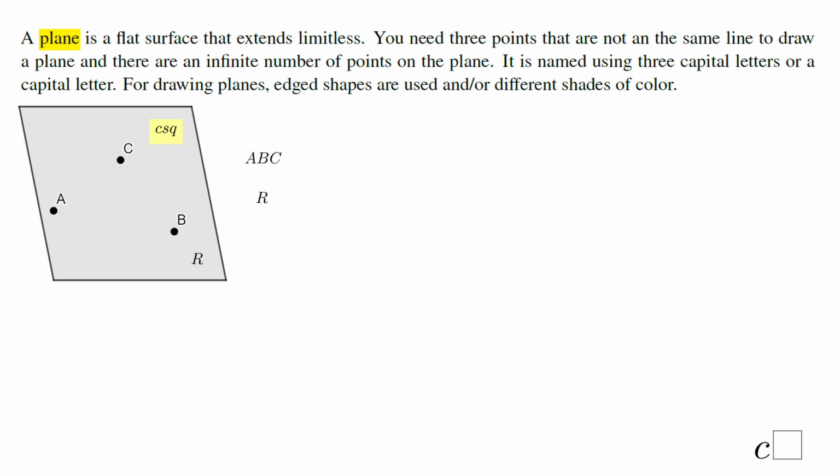Another building block of geometry is a plane. You have a plane in your picture right here. We call that plane R. You see the letter here, or plane ABC.